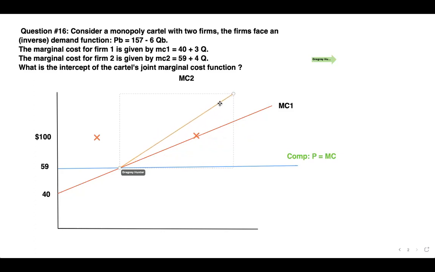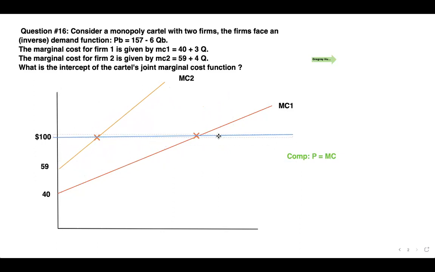What we really have to do is go through the process of constructing the joint marginal cost curve, which is what we've been working on. But the point of the joint marginal cost curve, and so I'll put down another rule here, is that under monopoly, MC1 is going to be equal to MC2. That's going to be the first part of our rule.